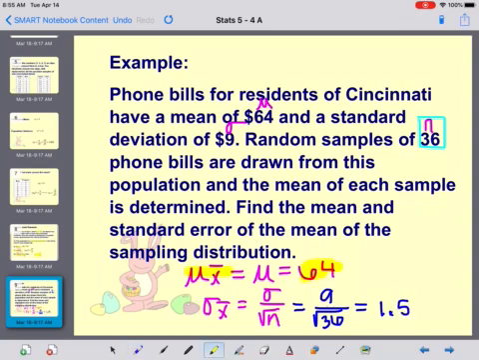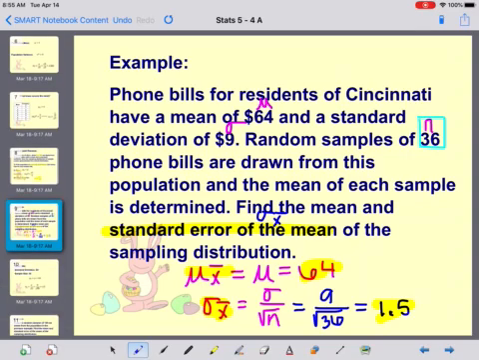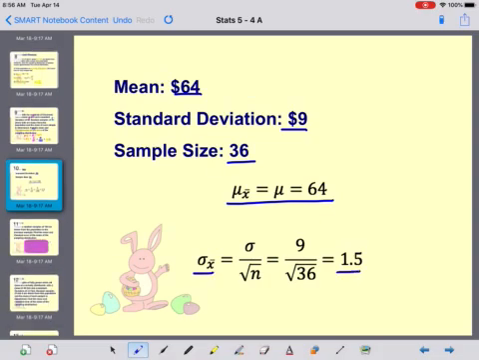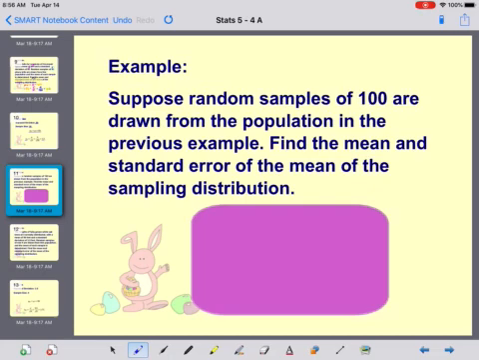So 64 is the mu x bar, 1.5 is baby sigma x bar, which is the standard error of the mean. Standard error of the mean is baby sigma x bar, which is the only thing you actually had to calculate. Okay, and that's it. So we just identified this mean, standard deviation, sample size. So mu x bar was 64, baby sigma x bar ended up being 1.5, and that's all you had to do.